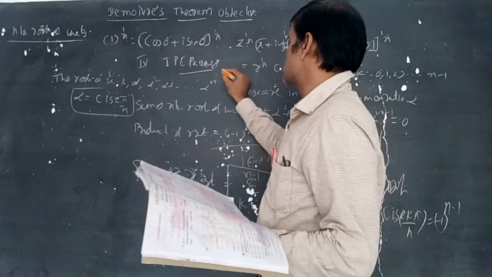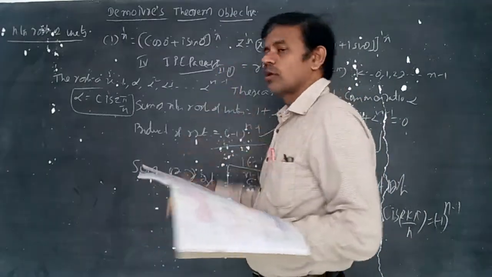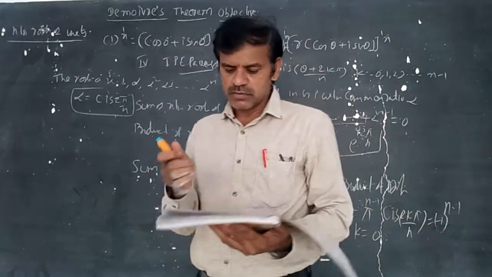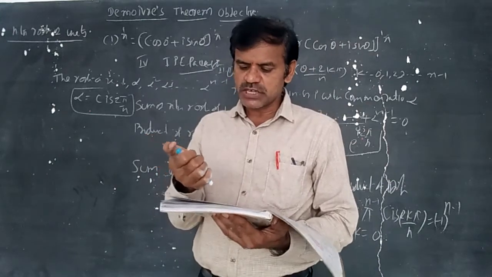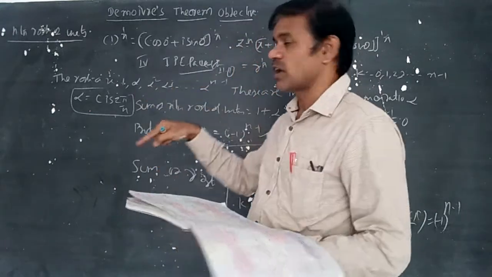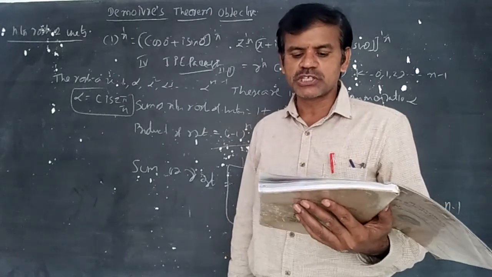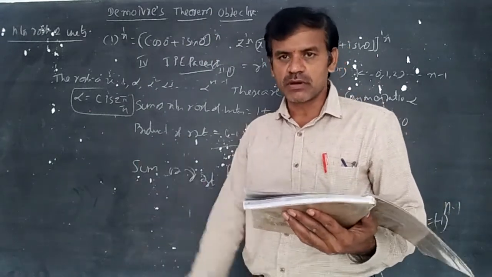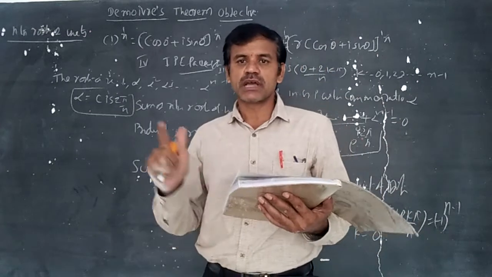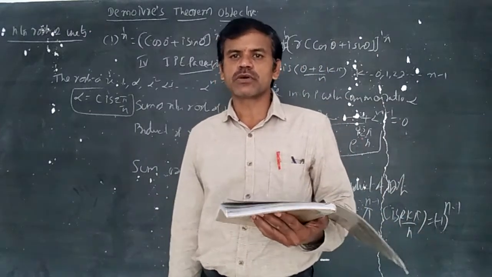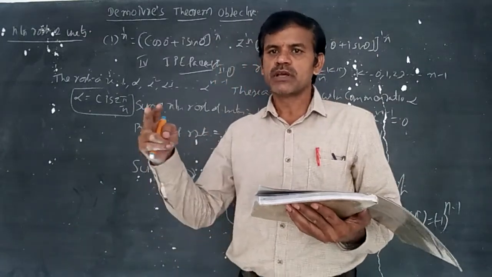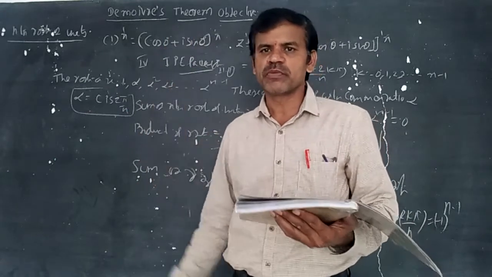IPE Roman number 2, the first question is there. You can understand that this formula and that formula, the sum is the same. The sum of pth power of nth roots of unity is 0 if p is not a multiple of n. That is, 1 plus alpha power p plus alpha square whole power p plus alpha cube whole power p plus so on, alpha power n minus 1 whole power p is equal to 0.